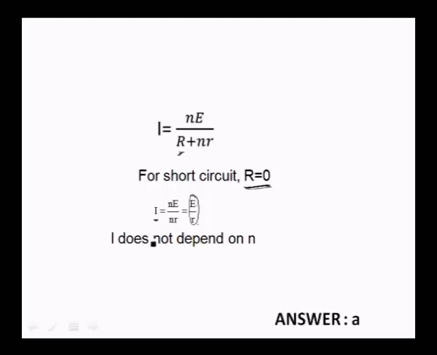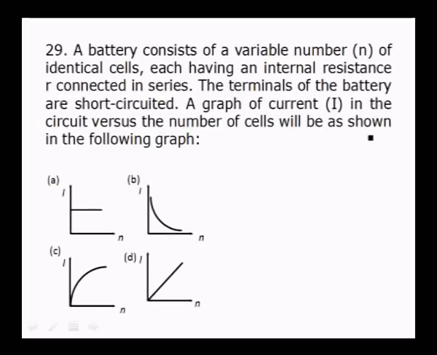So, therefore, we get a curve like this. If you plot current against the number of batteries, we get a straight line. Therefore, the correct option is B. Correct option is B.